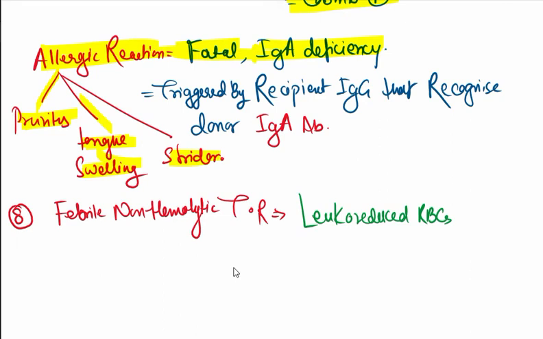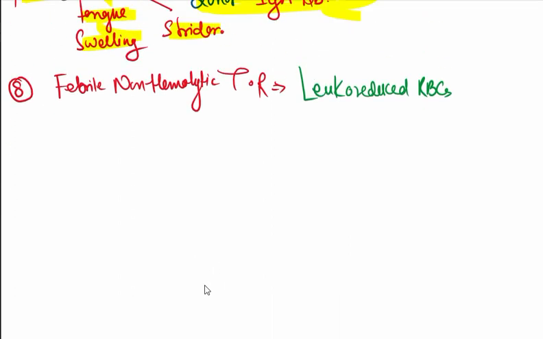Okay, and this is triggered by IgG of the recipient, which recognizes donor IgA. The recipient itself doesn't have IgA, but the donor blood has IgA. So the recipient IgG will attack the IgA antibody.